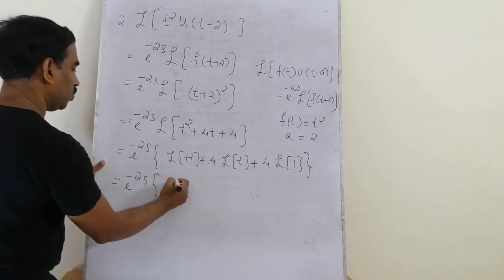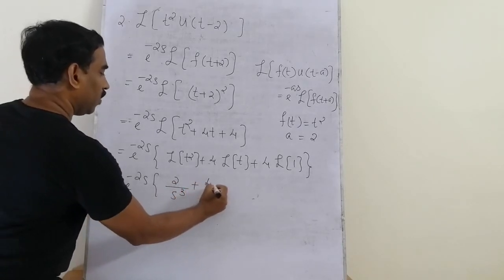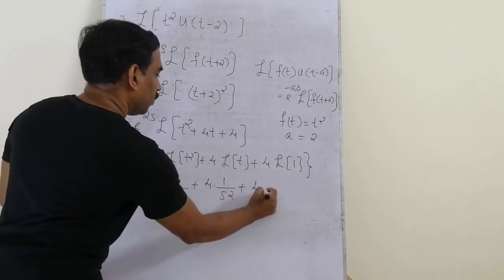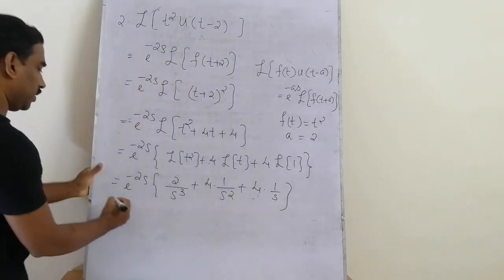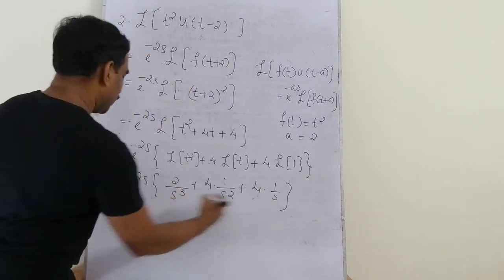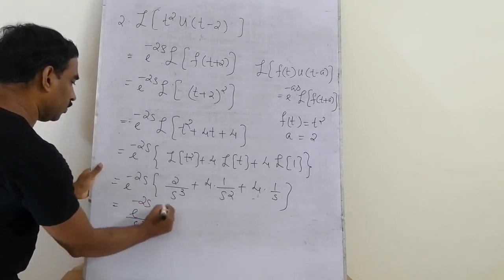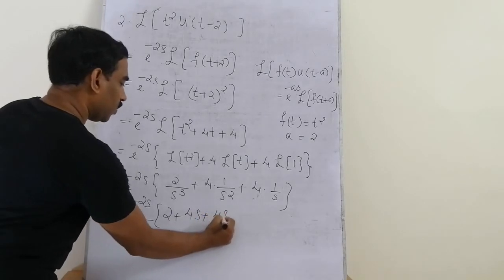L of t square is equal to 2 factorial divided by s cube, plus 4 into L of t is equal to 1 by s square, plus 4 into L of 1 is 1 by s. And we can simplify this expression by taking LCM as s cube. So this is equal to e raised to minus 2s divided by s cube into 2 plus 4s plus 4s square.